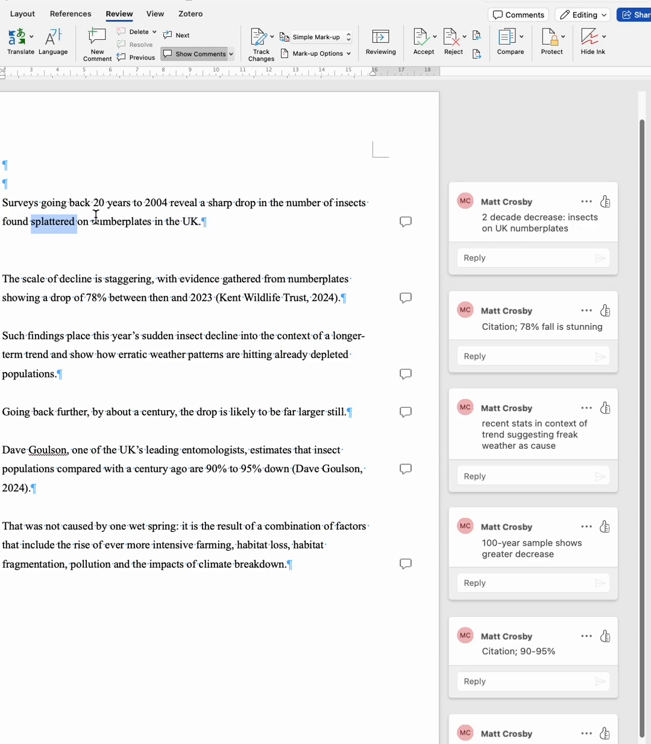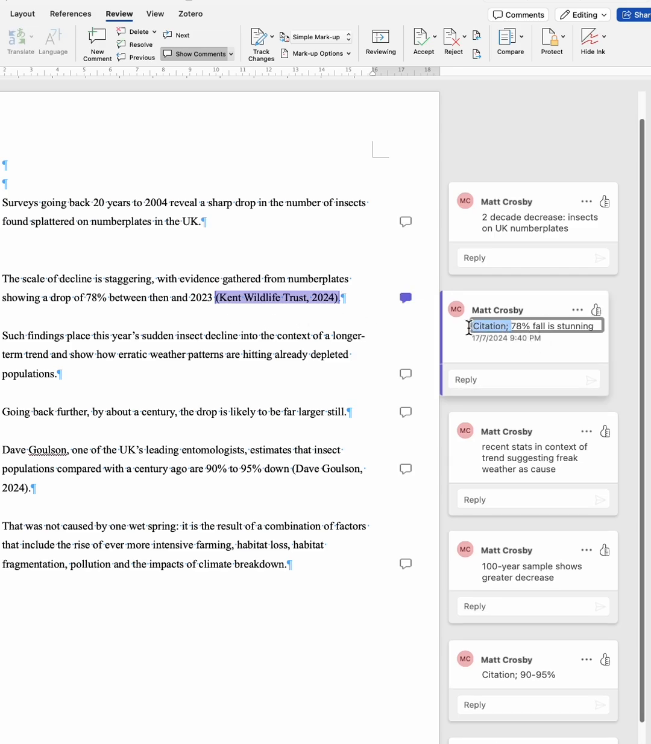Two-decade decrease, that's here, and sharp drop. Insects on UK number plates. So that's what we're talking about, and this is the way the data was collected, by insects flying into cars as the car is driving along. The scale of decline is staggering, with evidence gathered from number plates showing a drop of 78% between then and 2023, with the citation. So here in my notes, I've already got the citation in the text, so I don't need to repeat it, but it's probably worthwhile saying that this is the voice of research here.